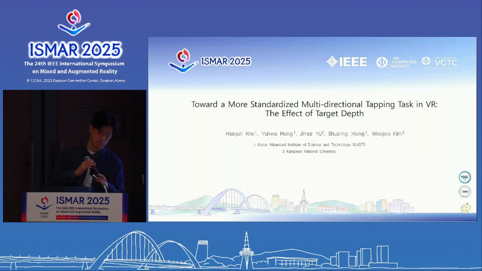So today we'll start with Hae-Jeon Kim from the Korea Advanced Institute of Science and Technology, KAIST, who will be presenting the paper Toward a More Standardized Multi-Directional Tapping Task in VR, the Effect of Target Depth.